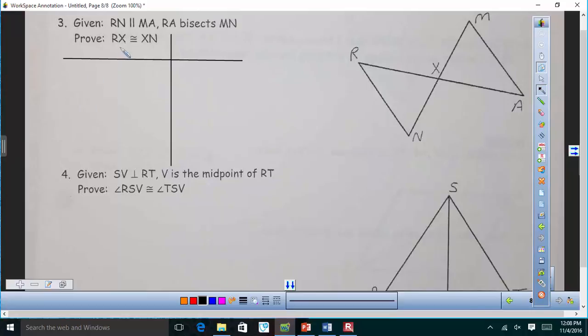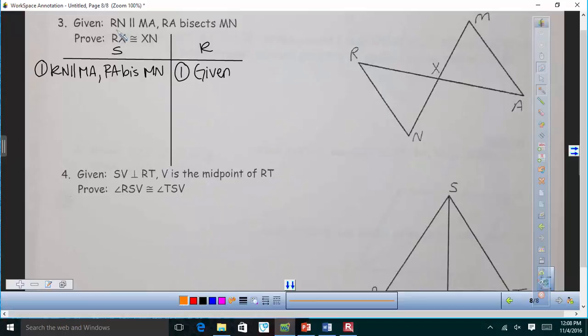Okay, so we're going to do statement and reason. The first thing we always do is the given, so RN is parallel to MA, and RA bisects MN. I know that because it's given.